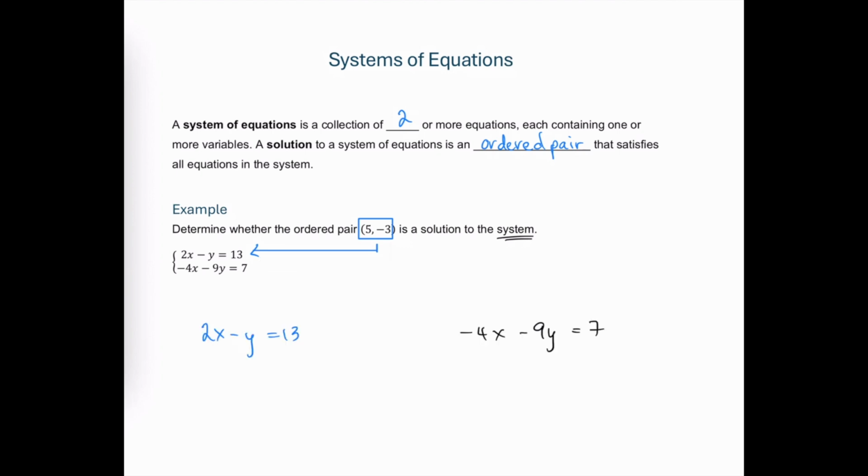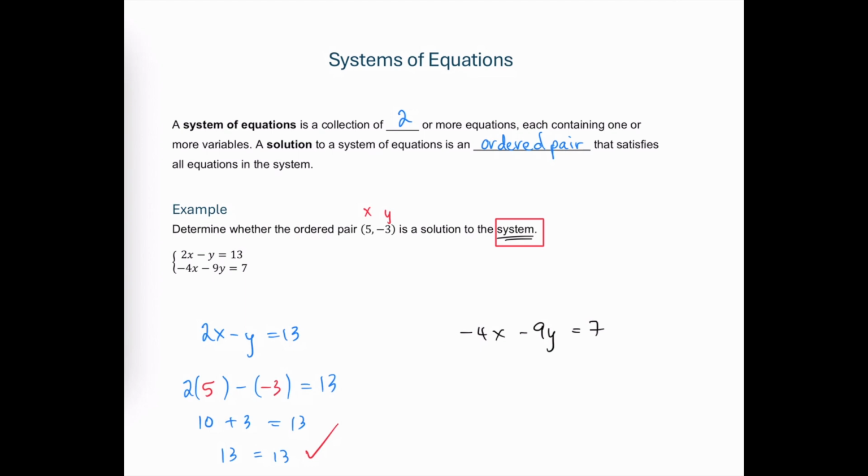So we'll check it in both equations, but let's start with the first one, 2x minus y is equal to 13. In order to determine whether or not the ordered pair is a solution to this equation, we plug 5 in for x and -3 in for the y variables. So we'll recopy the equation down, leaving holes for those variables, and we'll plug 5 in for x and -3 in for y. 2 times 5 is 10, minus -3 is plus 3, and we can see that this ordered pair is going to be a solution to the first equation.